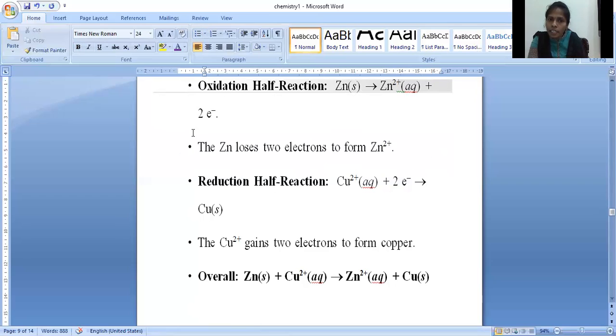By cancelling the 2 electrons, we add the reactants Zn plus Cu plus 2, giving rise to Zn plus 2 plus Cu. So adding the reactants and the products, you will get the overall cell reaction. Yes, so this is a redox reaction.